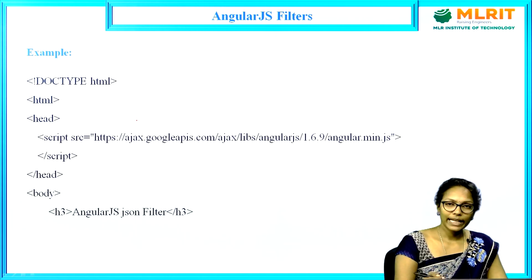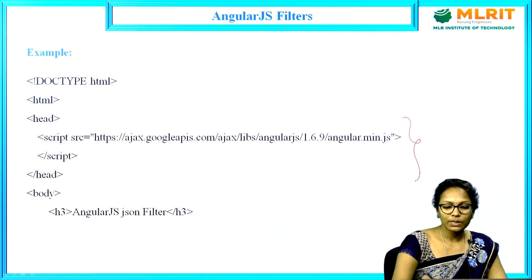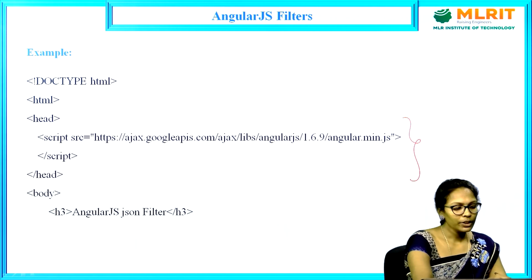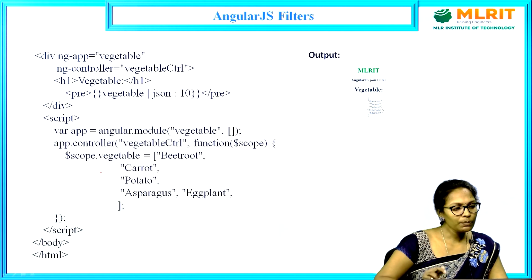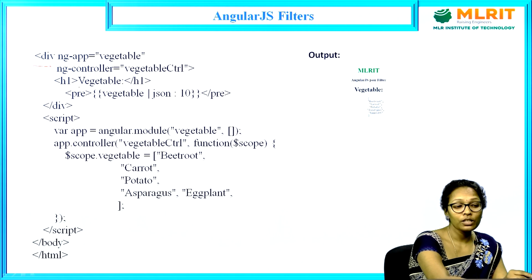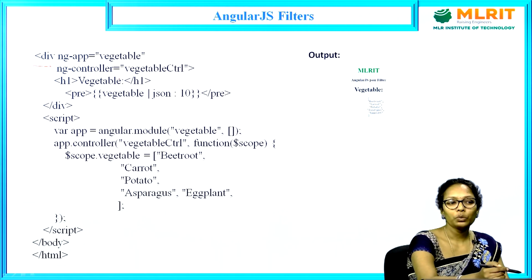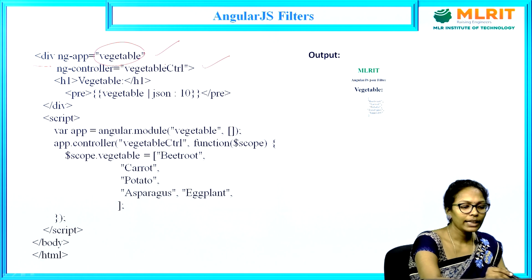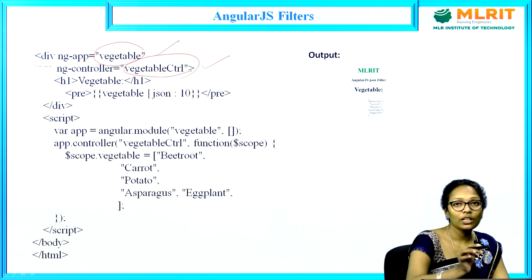Coming to the example, we know the script tag is mandatory if I want to use AngularJS library functions. Then you open the body section. In this body section, I'm creating a division for my AngularJS application. And we know two directives are mandatory here: one is ng-app and the other one is ng-controller. I'm giving the ng-app name as vegetable and the ng-controller name as vegetable control.